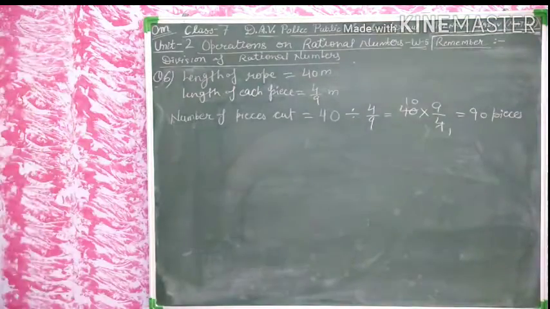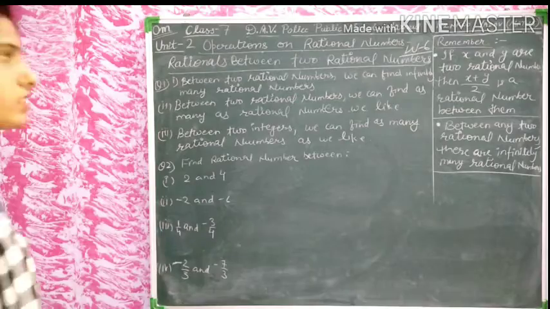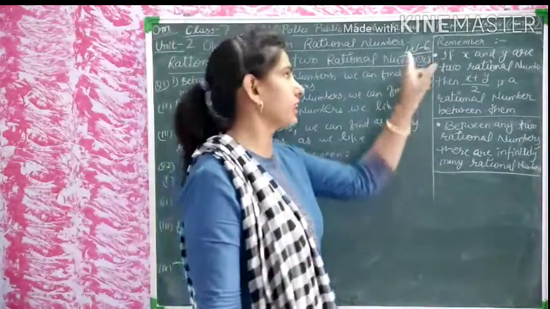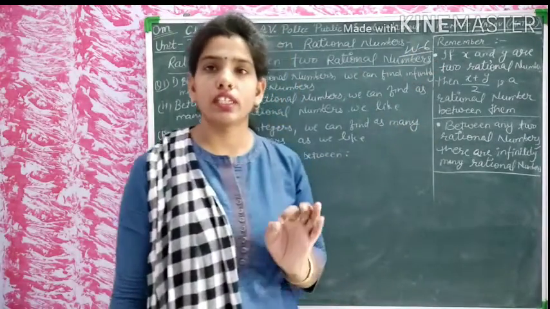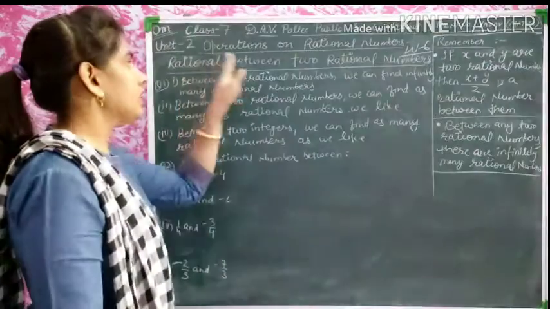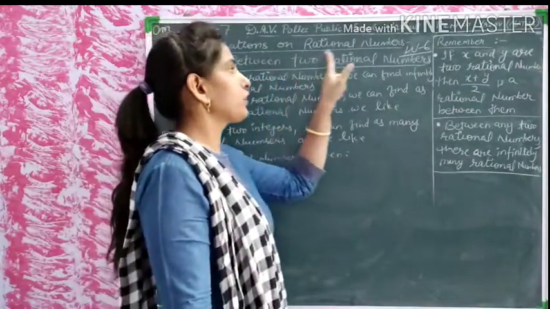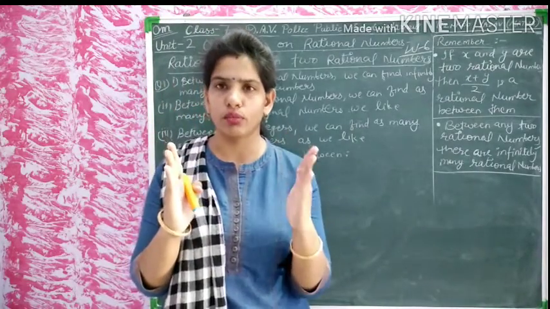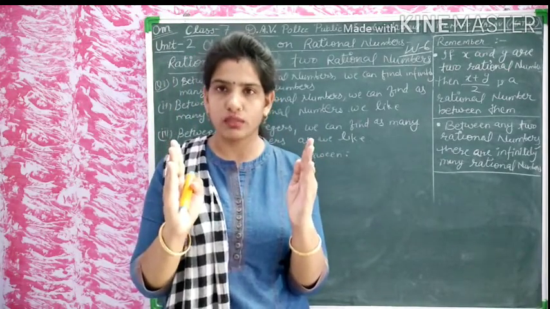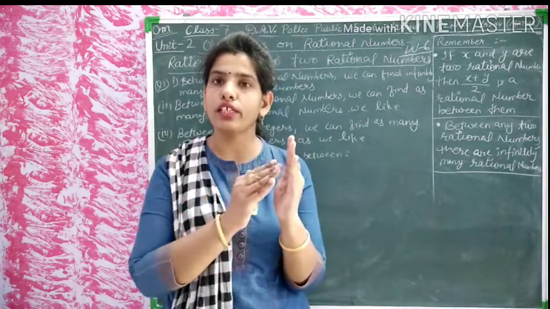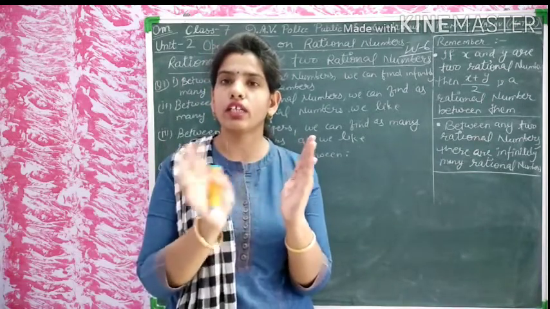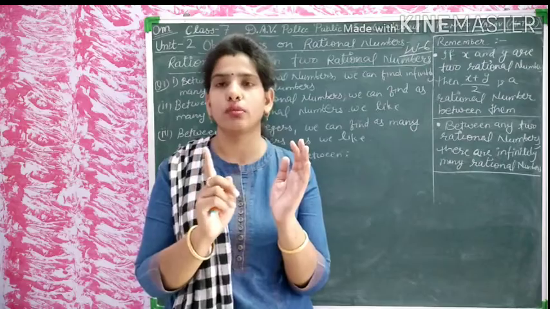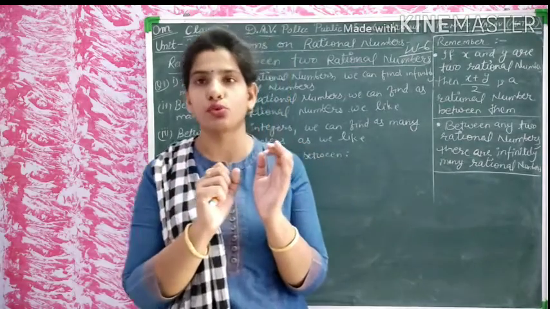Now we will go to the next worksheet, worksheet 6. Now students, there is a worksheet 6 here. In worksheet 6, there is rational numbers, rationals between two rational numbers. There are given here the two rational numbers, that is 1 by 2, 1 by 4. Two rational numbers are given here. We have to find what are the numbers between these two numbers. What are the rational numbers between these two rational numbers?